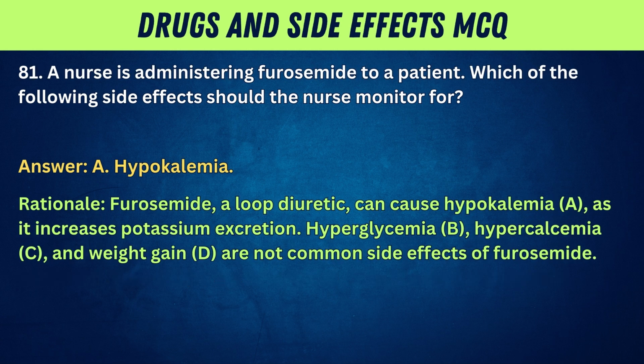81. A nurse is administering furosemide to a patient. Which of the following side effects should the nurse monitor for? A. Hypokalemia. B. Hyperglycemia. C. Hypercalcemia. D. Weight gain. Answer: A. Hypokalemia. Rationale: furosemide, a loop diuretic, can cause hypokalemia, as it increases potassium excretion. Hyperglycemia, hypercalcemia, and weight gain are not common side effects of furosemide.